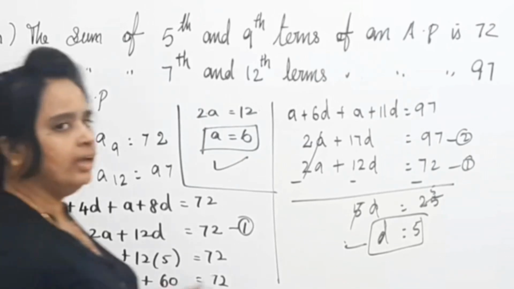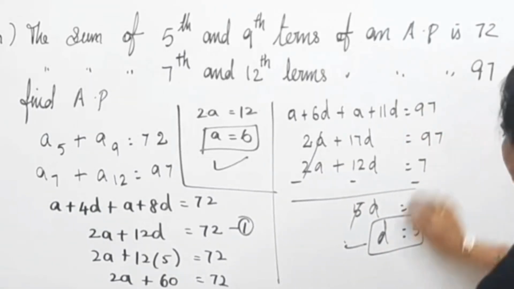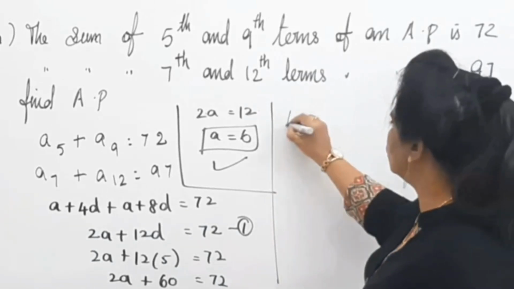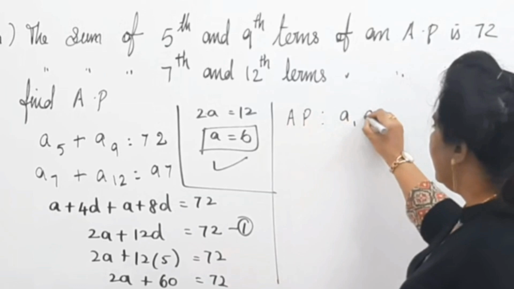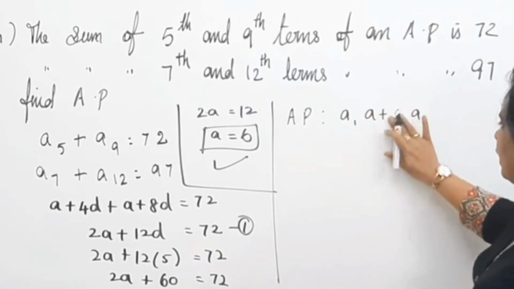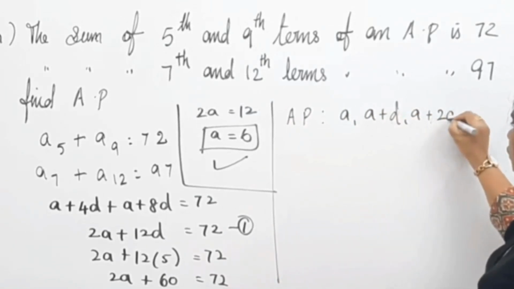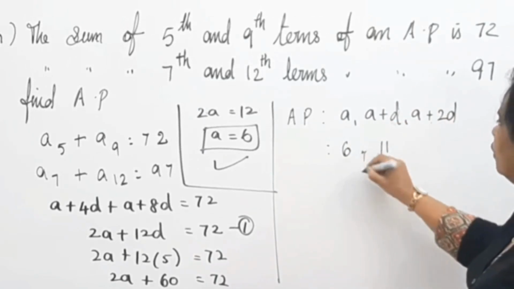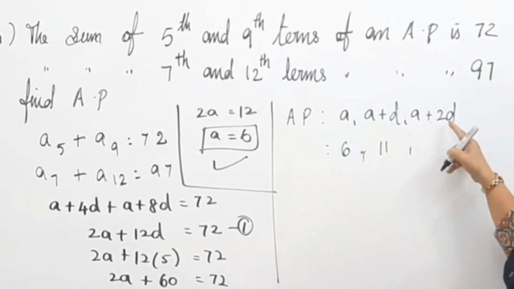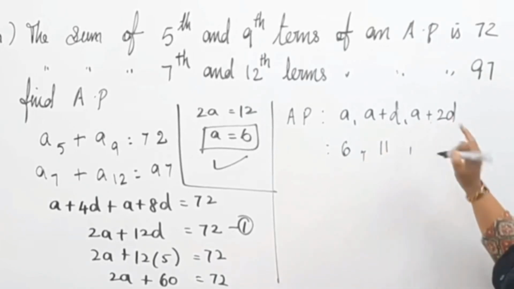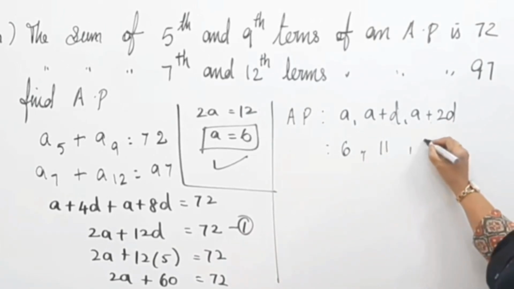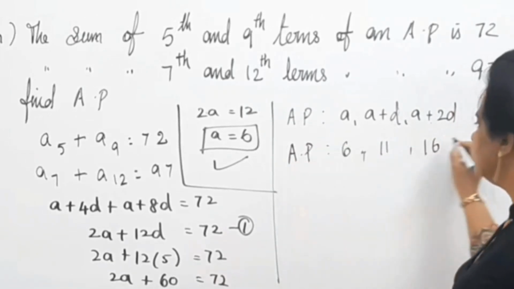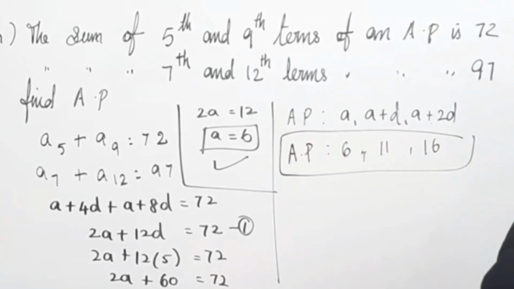Now I will find my AP. It's simple. So AP is a, a plus d, a plus 2d, a plus 3d, etc. So a is 6, then 6 plus 5 is 11. So next one, 6 plus 2 into 5, that is 10, 10 plus 6 is 16. So I get my AP as 6, 11, 16. That's my AP. As simple as that.